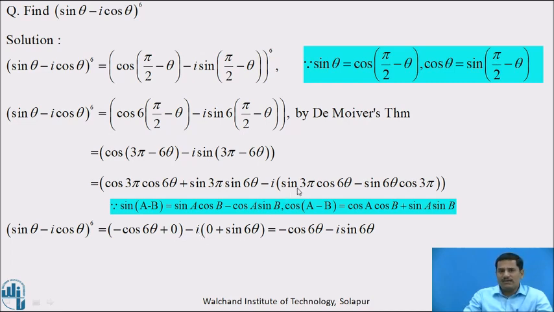Again here sin 3π is present, and its value is 0. Therefore, we can write it as 0 plus, and this minus, and again cos 3π is present and cos 3π is −1. So this minus minus will become plus, and sin 6θ as it is. Then finally, we get it as −cos 6θ − i sin 6θ.